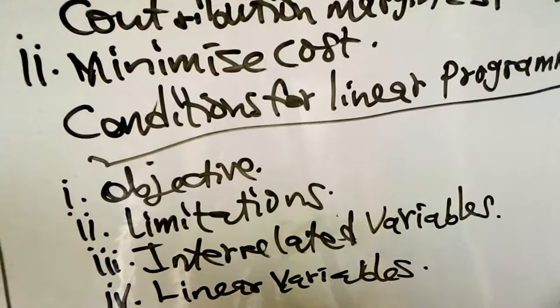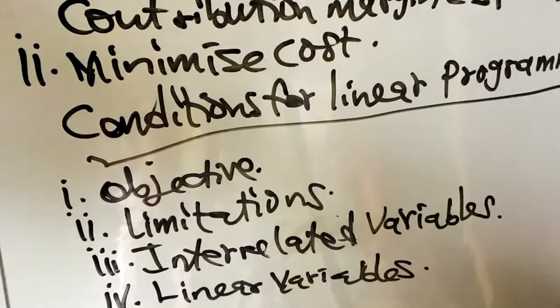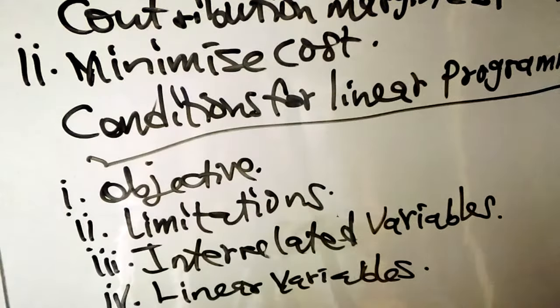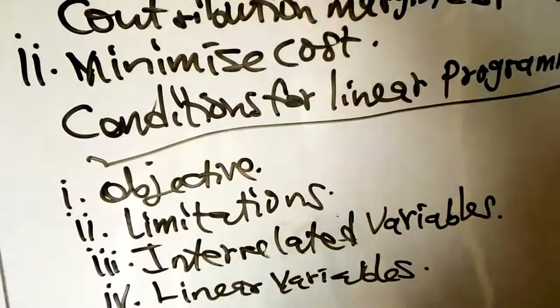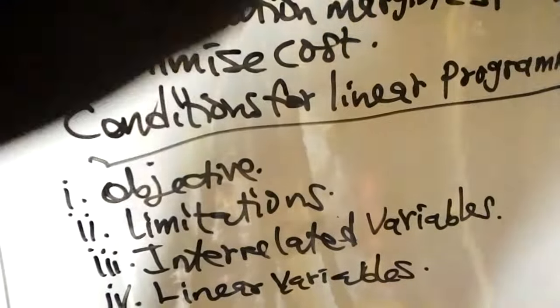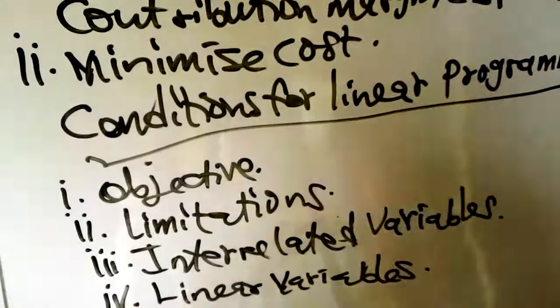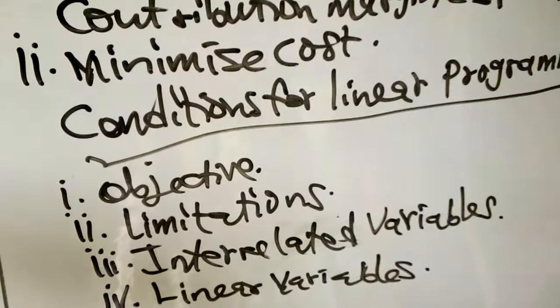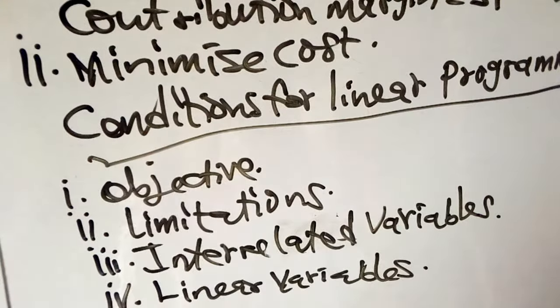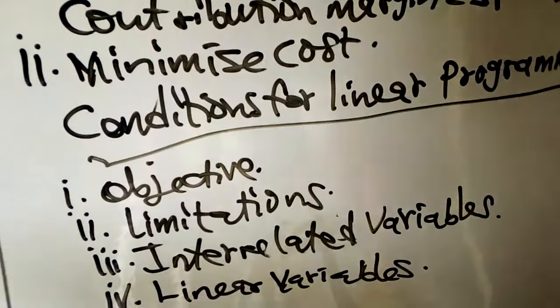Number 1 condition is that there must be an objective to achieve. Your objective is usually to maximize or to minimize. We usually maximize contribution and we minimize cost. So you must have an objective. The second one is that the resources must be limited in supply. That is, there must be limitations.